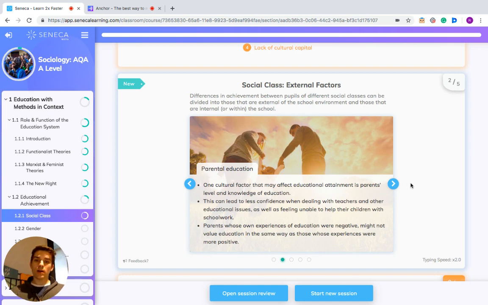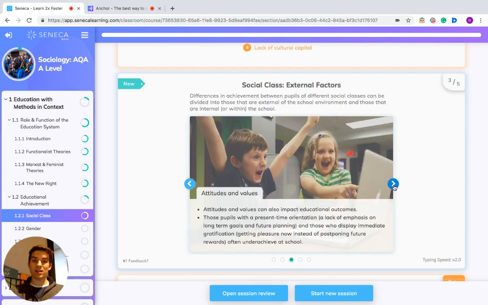One other cultural factor that may affect educational achievement is the parents' level of knowledge or education. So this can lead to less confidence in dealing with teachers and other educational issues, as well as feeling unable to help children with their schoolwork. Parents whose own experience of education was negative might not value education in the same way that those who had a positive experience of education, and that might be passed on to their children, and that may affect their educational outcomes.